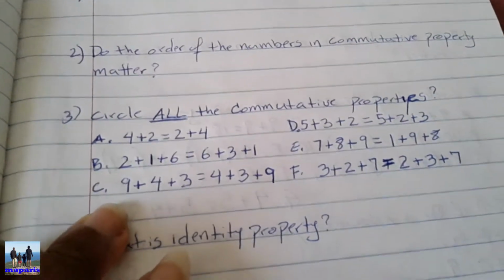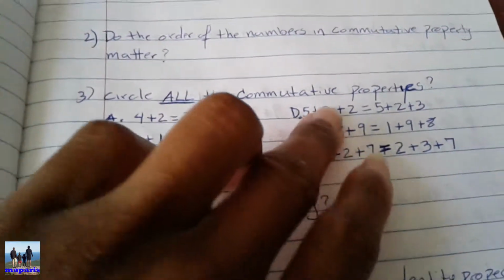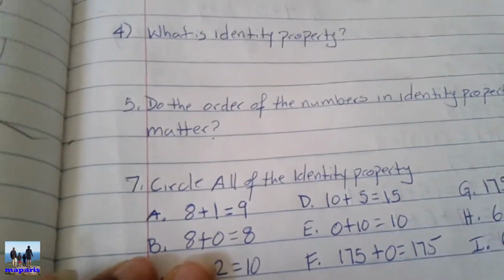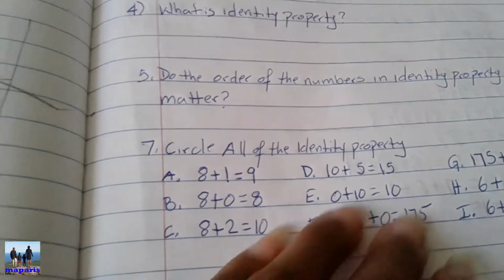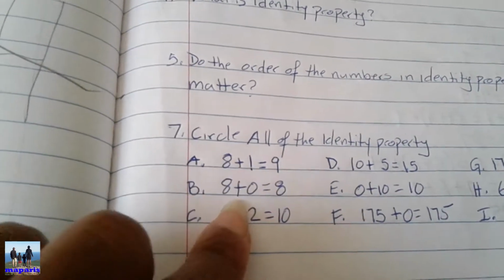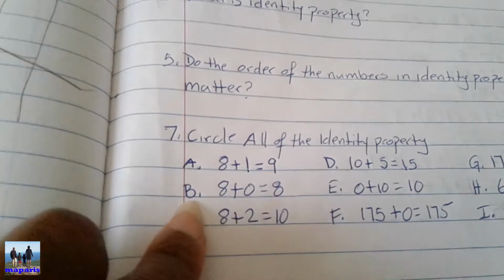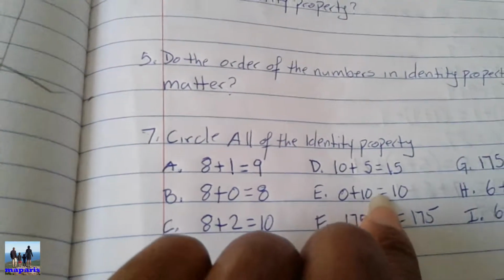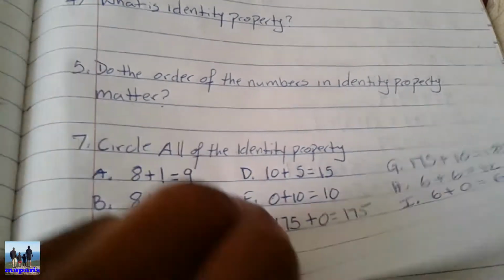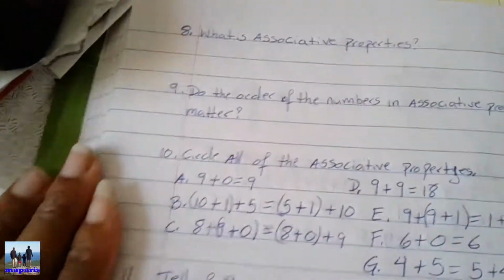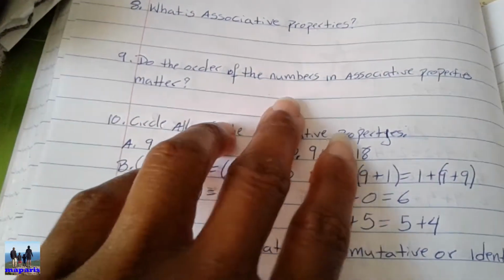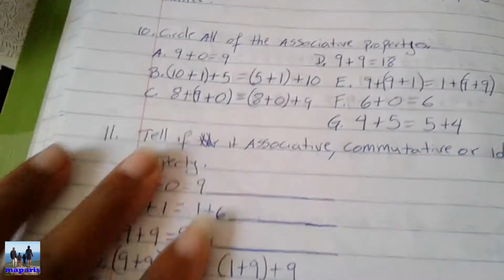He's supposed to circle the ones that are commutative, and I did the same thing for identity. And then give him examples. He's supposed to circle the ones that are identity. Like for instance, this one is, and that one is, and the rest are not. So he just had to circle them. And that goes the same for this associative property. He has to give me the meaning, and so forth.